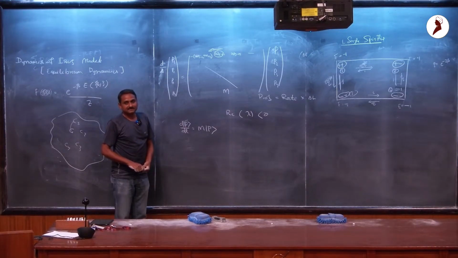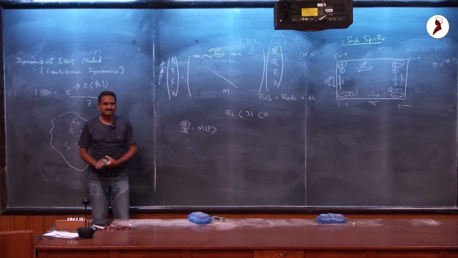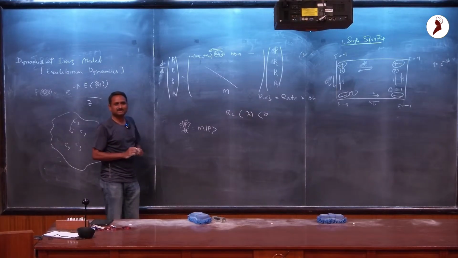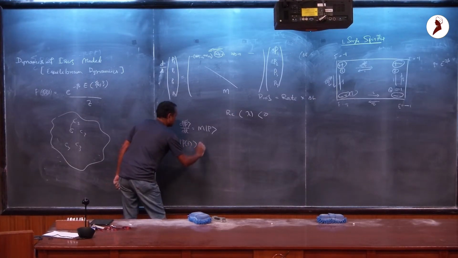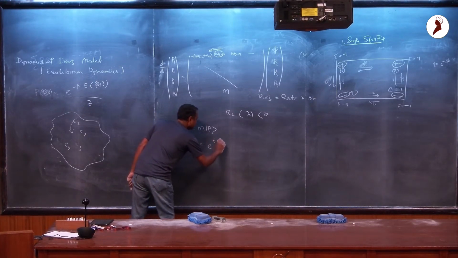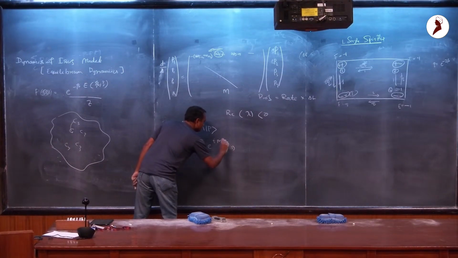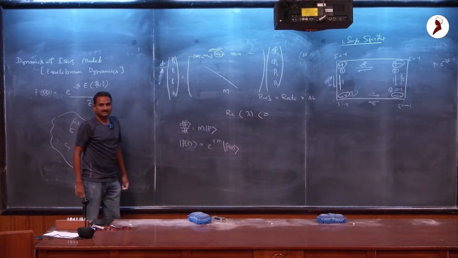What is the formal solution of this? The solution can be written as P(t) equals e to the power of t times M, times P0, P at t equal to 0.